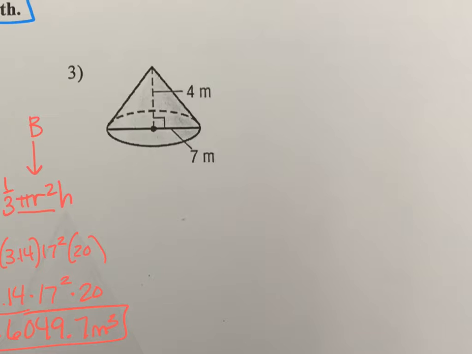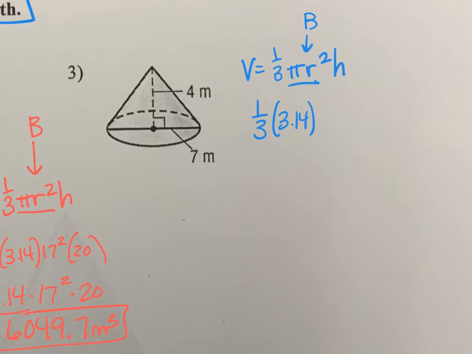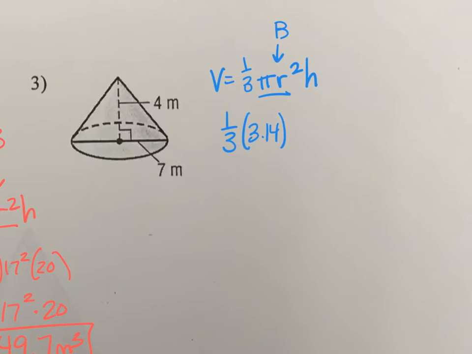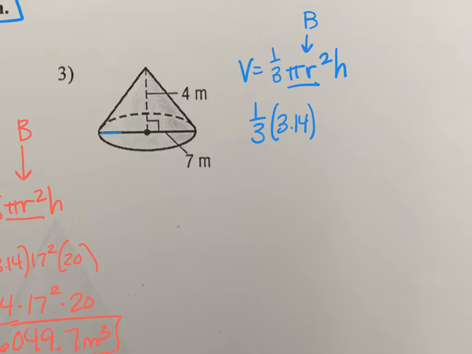Number 3, same thing, I'm going to write that formula down. Volume equals 1/3 pi r squared times height, because remember this is area of the base, our base is a circle, and 1/3 stays. Pi we know is 3.14, and radius squared, what is our radius? So they gave us this line all the way across the circle, across the base, so that means they gave us the diameter. We just want half of that because that's the radius.